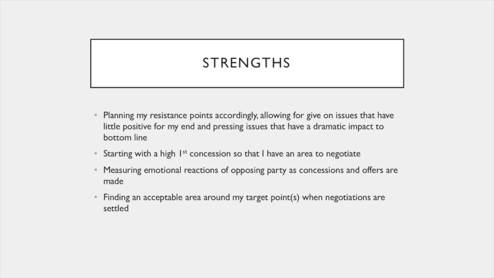With this, I have a high first concession area, so I have area to negotiate. I have area that I have to come down on those offers so that I do not start off at my target point area. Measuring emotional reactions of my opposing party as I continue to offer different concessions and offers, while I continue to bundle the issues that are most important to me together, while simultaneously allowing my opponent to believe they are getting the better end of the bargain with issues that matter little to me in the final issue. I also try to find acceptable areas around my target points where negotiations are settled. And this is how I rely heavily on those bigger impacts than I do on the little ones.